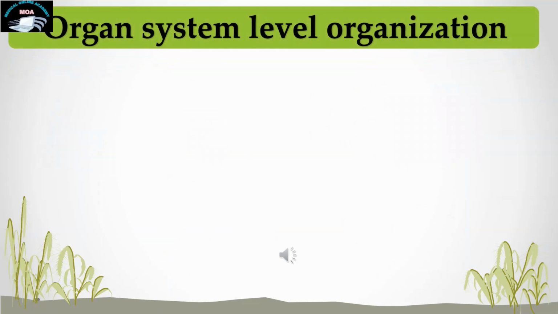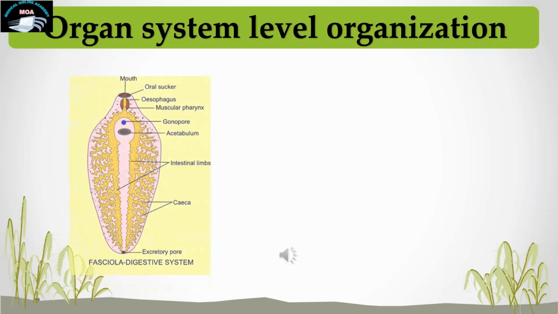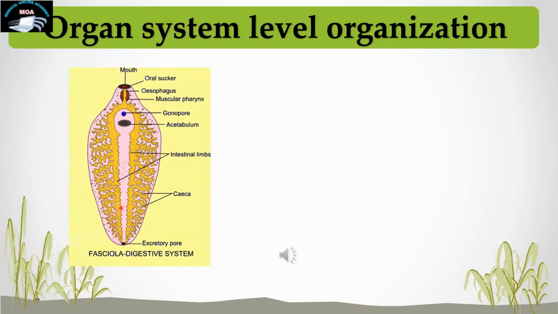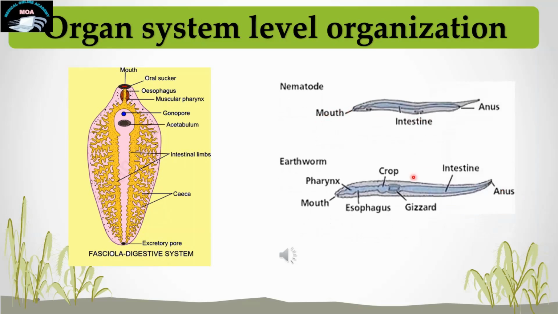Organ system shows various complexities. 1. Digestive system may be complete or incomplete. If only one opening present that act as mouth and anus, then it is called incomplete digestive system. Seen in Hydra, platyhelminths, fasciola. 2. Complete digestive system. It has both anus and mouth at opposite end. It is seen in higher animals.